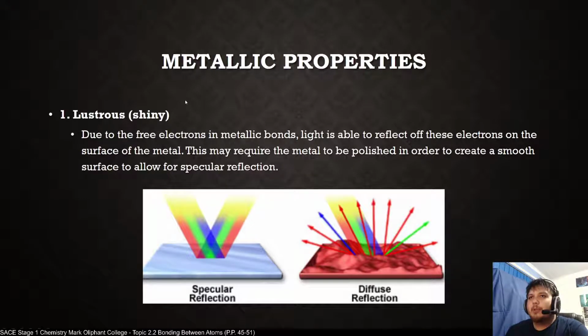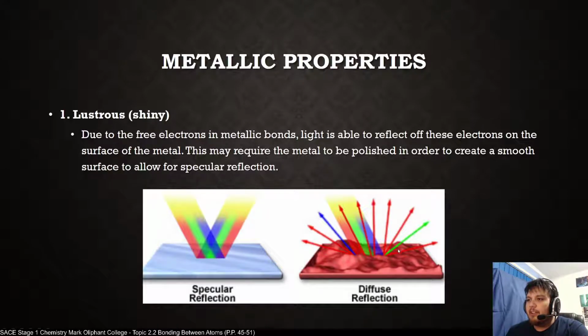Alright, so our properties of metals. Our first one is them being lustrous or shiny. This is due to free electrons in metallic bonds being able to reflect light when they're on the surface of the metal. When light hits and there are a bunch of electrons within the surface, they're able to reflect that light back in the same direction. If they all hit the metal and then reflect back in the same direction, then that's going to create that shining effect.